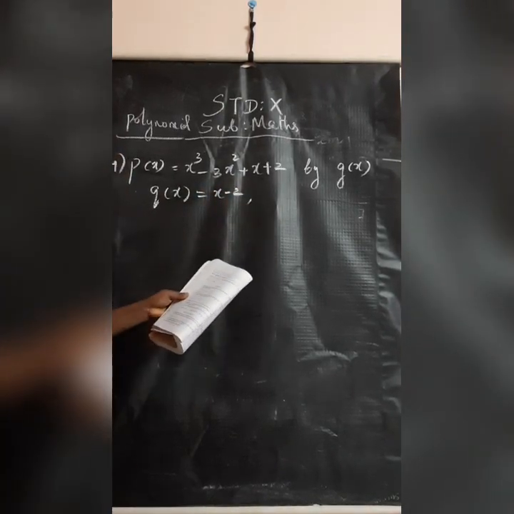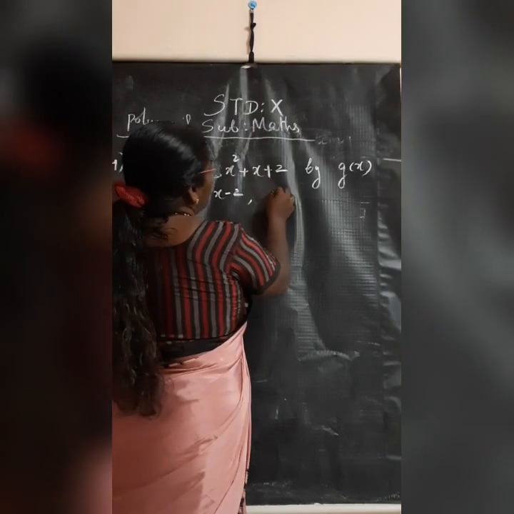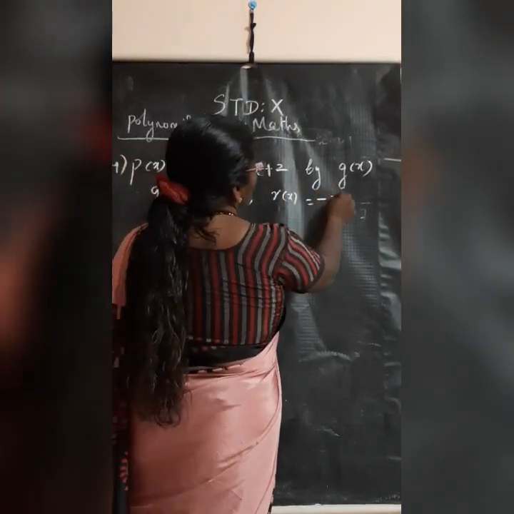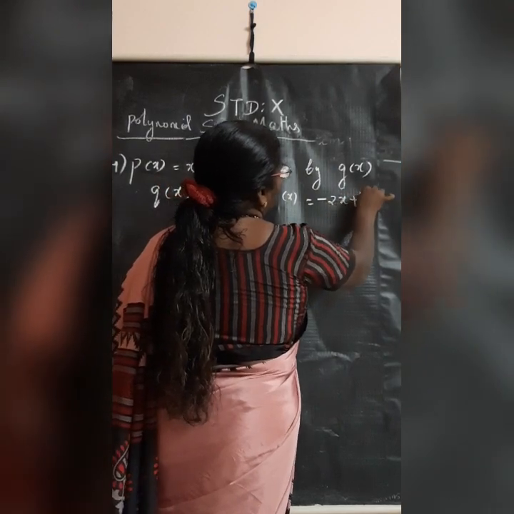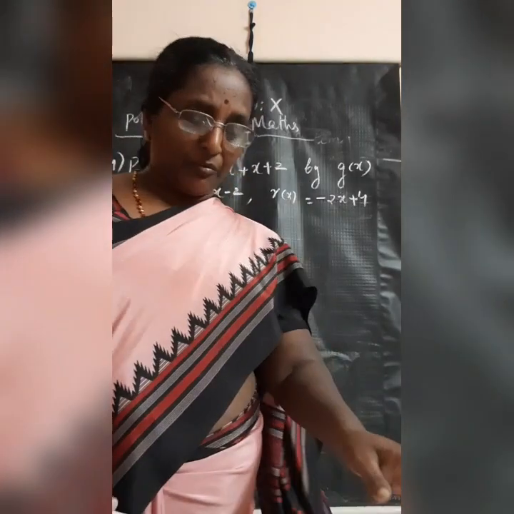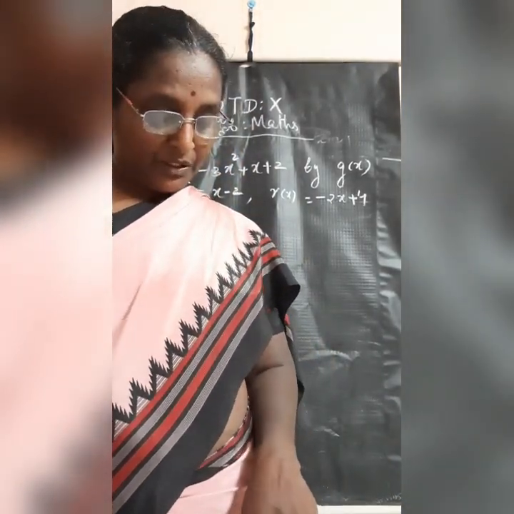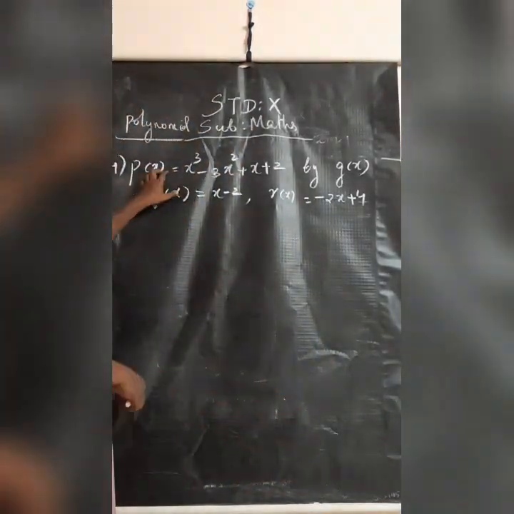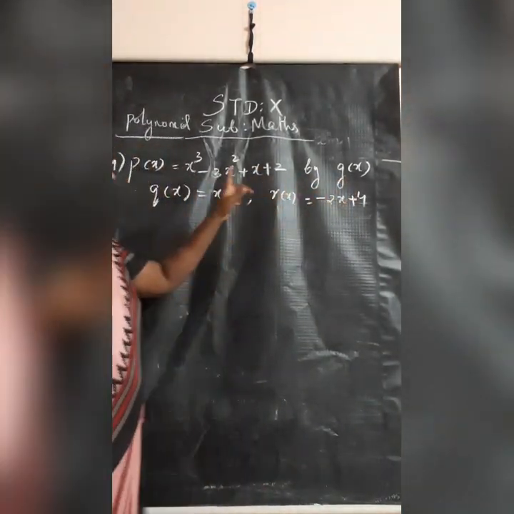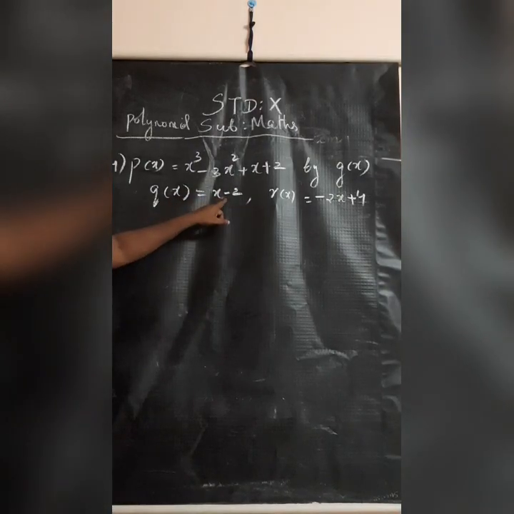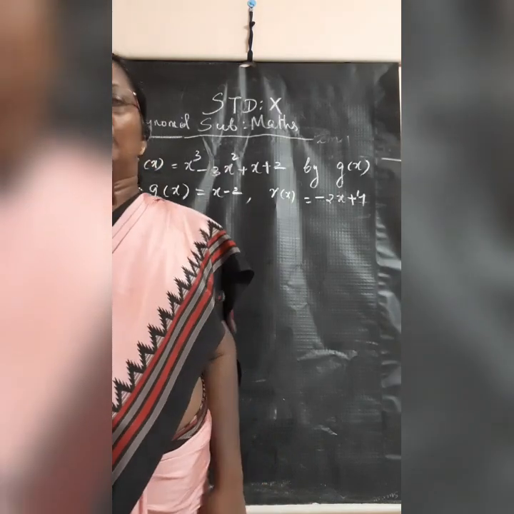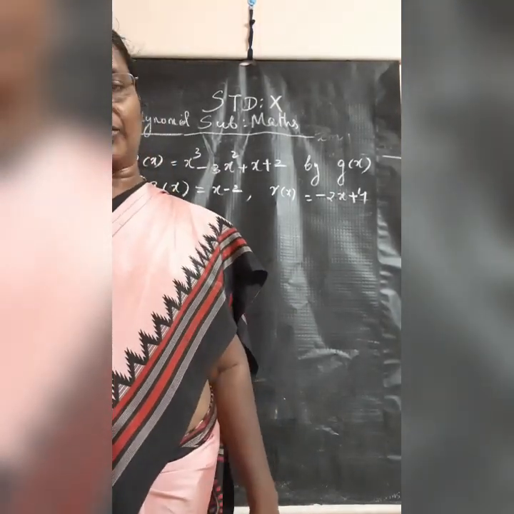And next, the remainder, how much is given? Remainder r of x is equal to minus 2x plus 4. And we have to find out g of x. It is a board examination question. So on dividing this polynomial by g of x, the quotient is given as x minus 2 and the remainder is given as minus 2x plus 4. So you find the value of g of x.